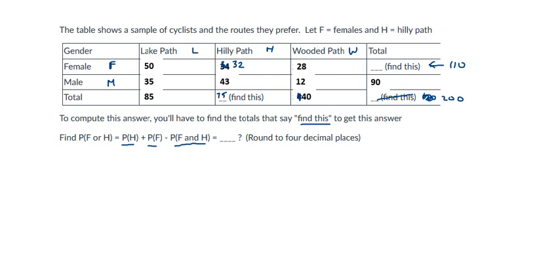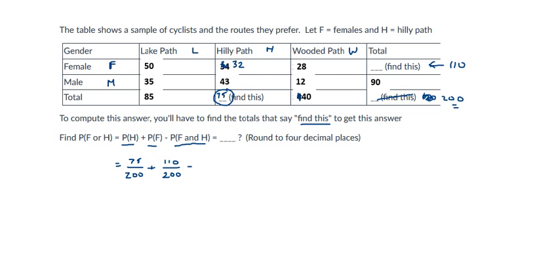So how do we find them? Those who are taking the hilly path, we know that there are 75 of our total 200 who do that. 75 out of 200. For females, we know that there are 110 bikers in this survey who are female out of 200. And we're going to take away from that those who are both female and take the hilly path.